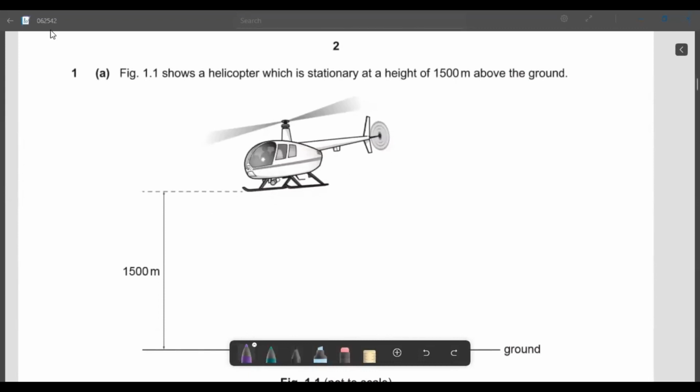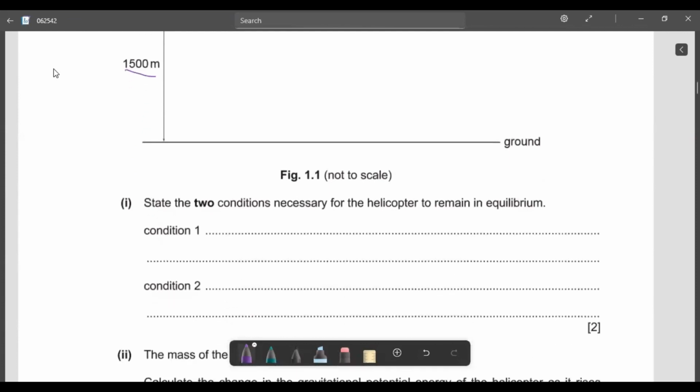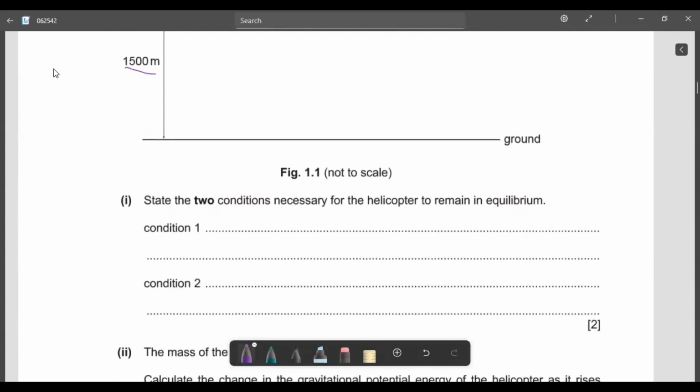First question. Figure 1.1 shows a helicopter which is stationary at a height of 1500 meter above the ground. State two conditions necessary for the helicopter to remain in equilibrium.